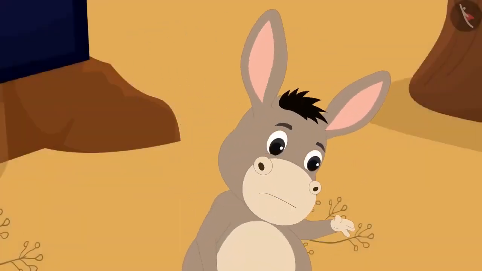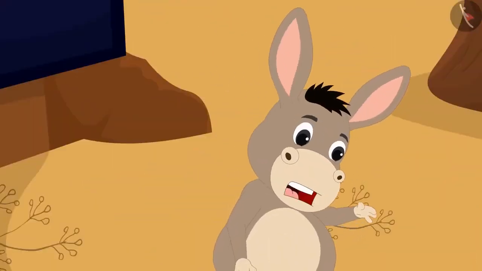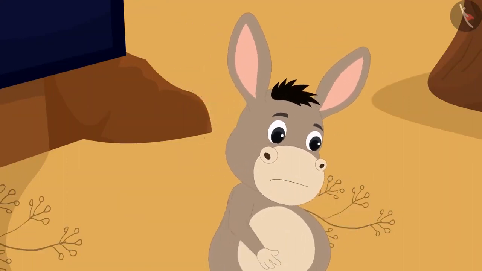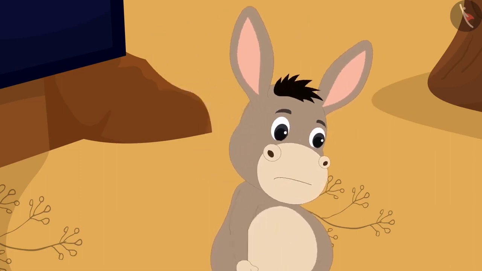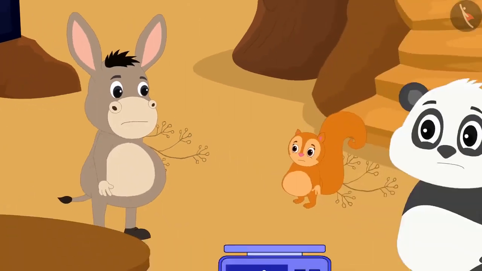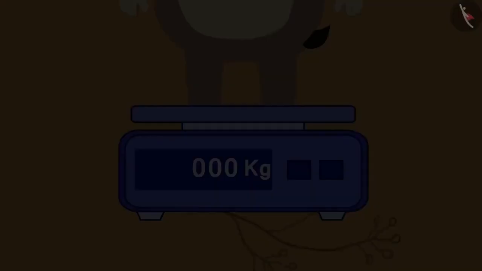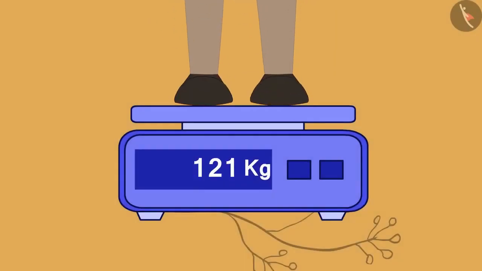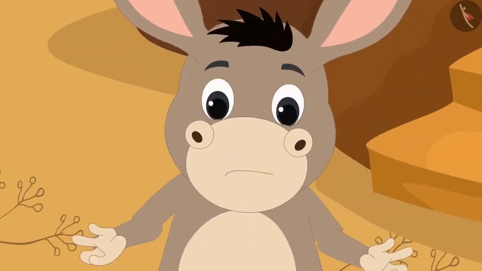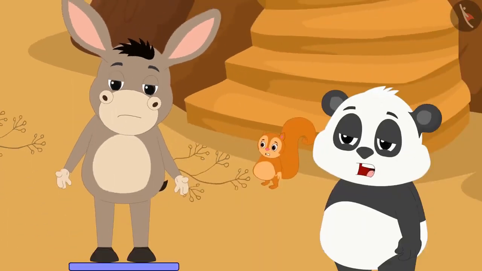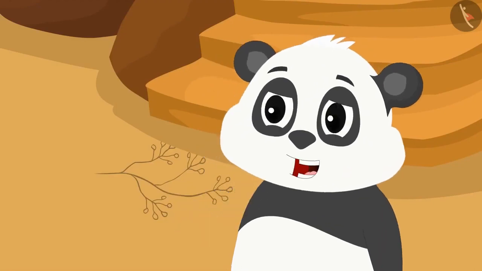Golu, Chanda, let's first measure our weight so that we can measure our weight again after a few days. We can know whether our efforts have succeeded or not. Bhola told Golu and Chanda. First, I will weigh myself. Bhola stood on the weighing scale saying this. Oh my God! My weight has increased to 120 kilos. Bhola said in shock.